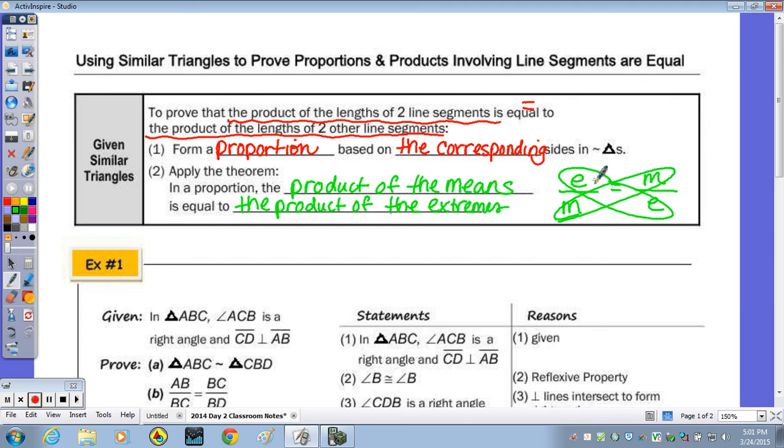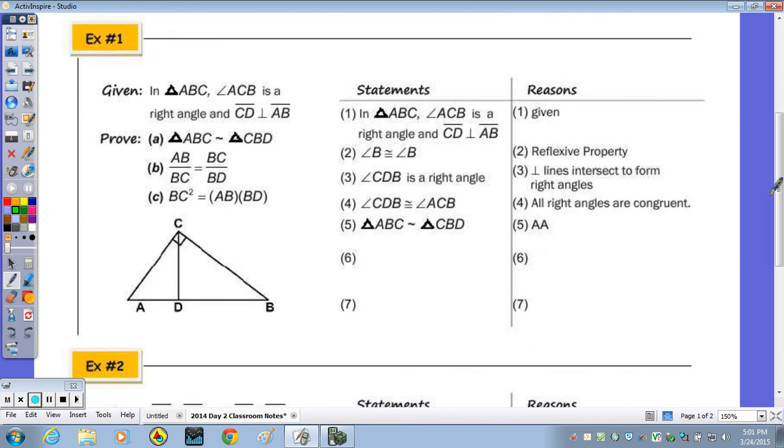So if you look at example 1, I have it all filled in in terms of proving the triangles similar, step number 5. So the method is the same from last class. We're just going to extend it now to prove that we do have a proportion, that AB to BC is equivalent to BC to BD, and that the cross product is the same. So we've already done part A, or it was done for you. So take a look at the example.